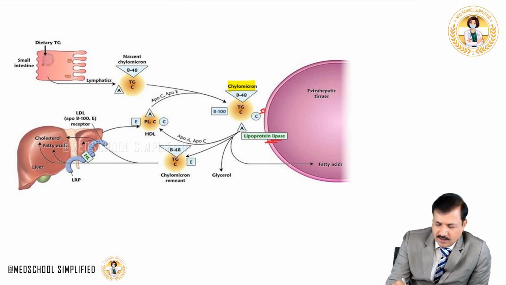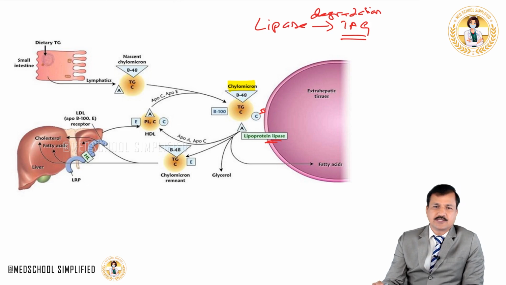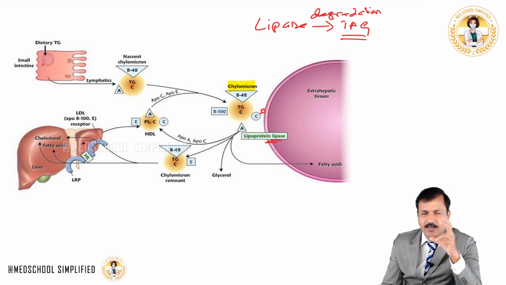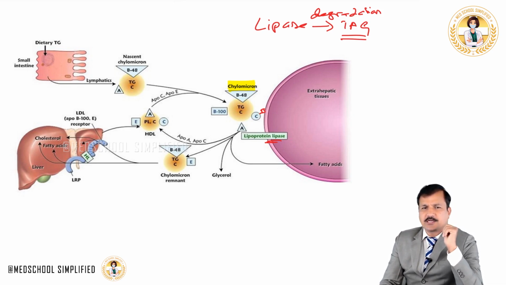What do lipases do in general? Lipases are going to degrade triacylglycerol. That's the substrate for any lipase that you see. So lipoprotein lipase is going to degrade a triacylglycerol present in the lipoprotein, and you know triacylglycerol rich lipoproteins, we have two of them. One is chylomicron and the other is VLDL, right? So lipoprotein lipase is going to degrade a triacylglycerol present in the chylomicron in this particular metabolic pathway that I am explaining right now.